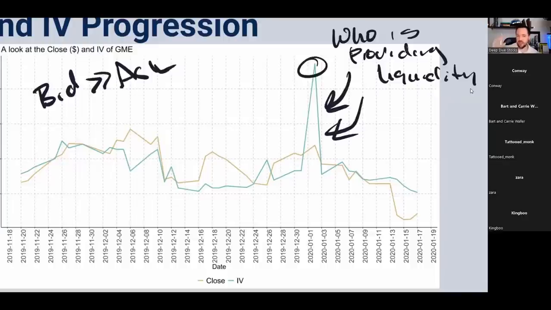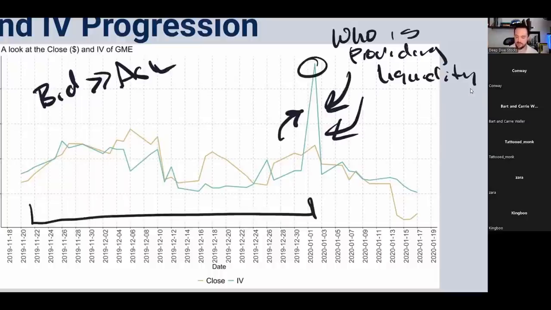And I looked a lot of places actually. I looked in the dark pools. I looked in some other data and I couldn't find liquidity providers. I couldn't find something that had a cohesive framework that would eventually explain the spike. I'm going to be honest, I couldn't find anything, essentially couldn't find them.